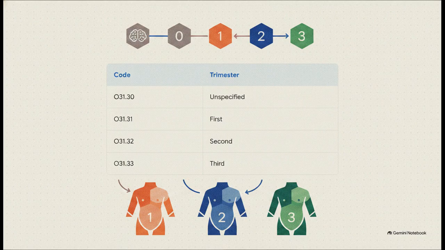It really creates this beautifully clean, logical system. You just find out the timing of the encounter, match it to the right 6-digit code, and boom, you've accurately placed the patient on the correct floor of our clinical blueprint.